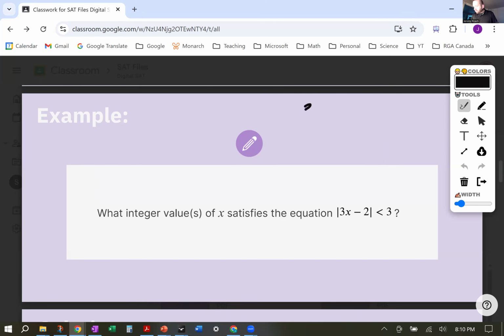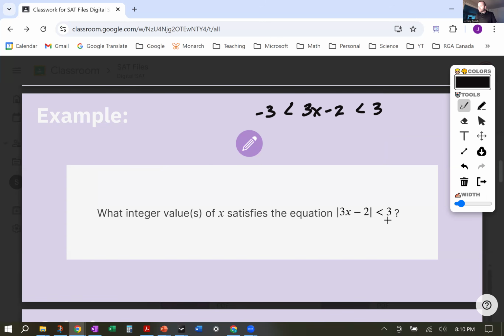So we're going to write 3x minus 2 is less than 3. That's our first part, dropping the absolute value. And then we just write that as -3 on the left. And all the arrows should be pointing the same way, and they should be pointing to the negative value.